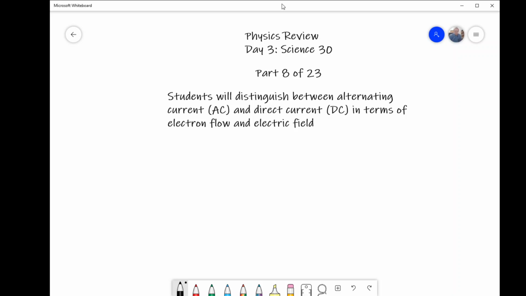So here we are with part 8 of 23. Students will distinguish between alternating current and direct current in terms of electron flow and electron field. So what is the difference between them?